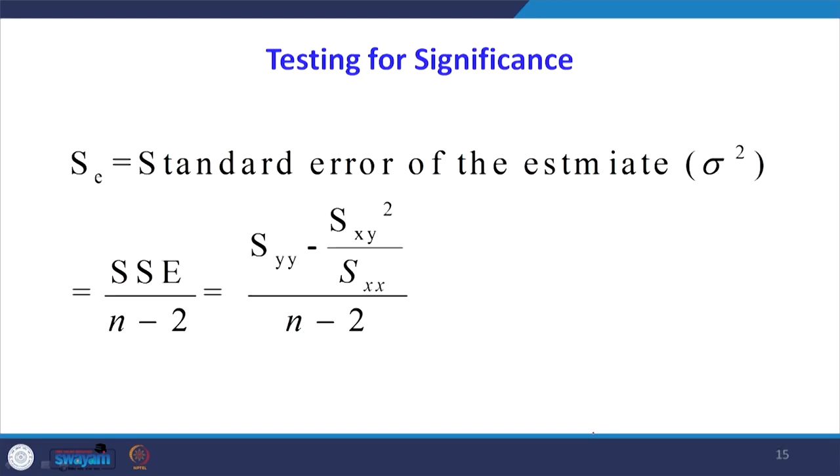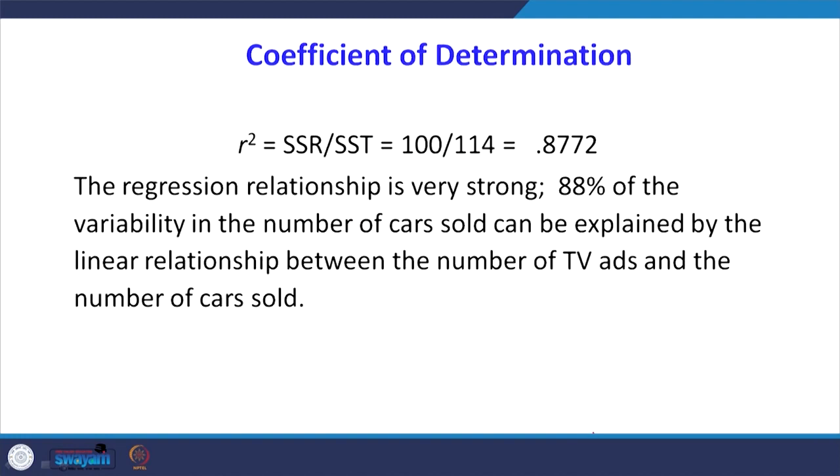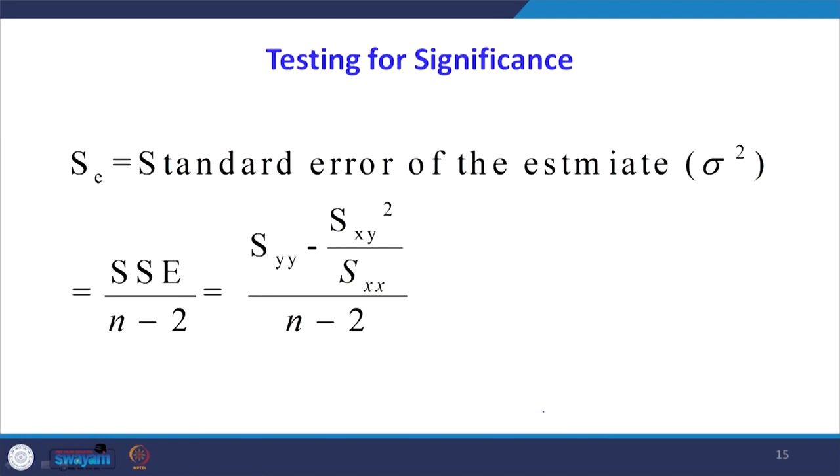See, in our problem, I will go back and see what the standard error is here. As I told you, by using the shortcut method you can use SSE divided by n minus 2. So, that is MSE. So, SSY minus SXY whole square divided by SXX, divided by n minus 2, that is the standard error of the estimate. So, you have to take the square root of that, then you will get the standard error.